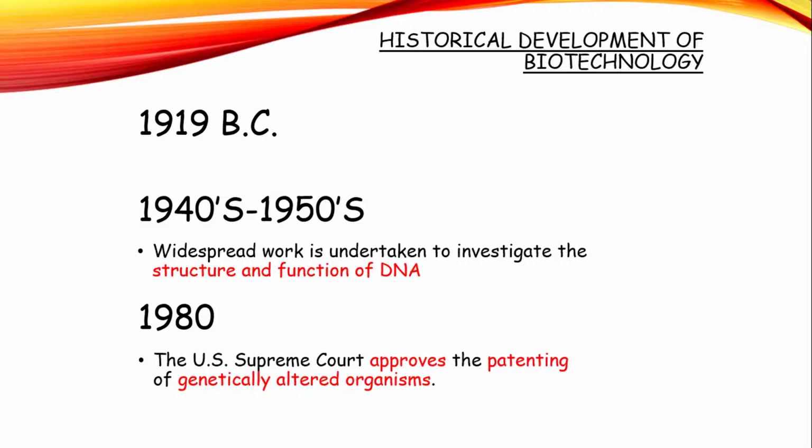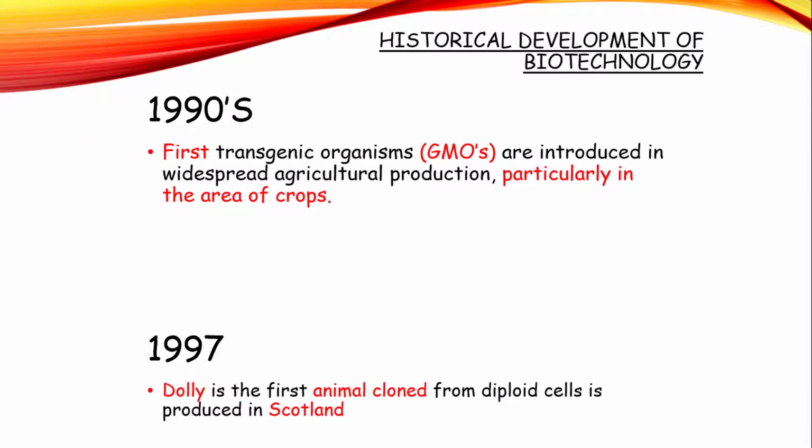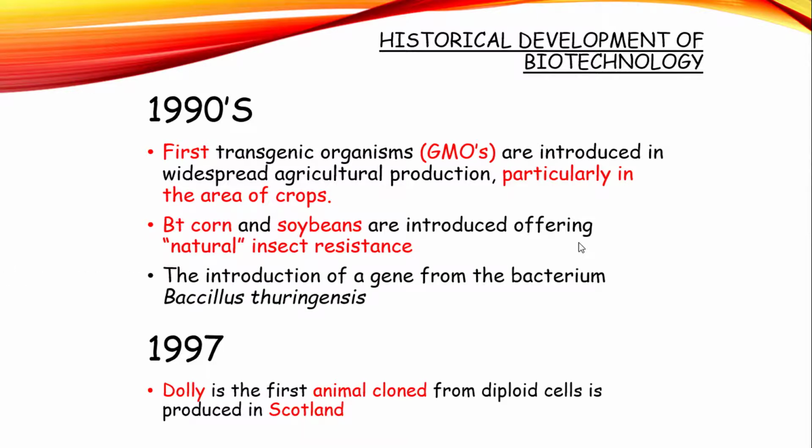And in 1980, the US Supreme Court approves the patenting of genetically altered organisms, also known as GMOs, genetically modified organisms. In the 1990s, the first transgenic organisms, genetically modified organisms, are introduced in widespread agricultural production, particularly in the area of crops. Wheat, corn and soya bean were the first GMOs introduced, and they offered natural insect resistance as their genes were modified through the introduction of a gene from bacteria.